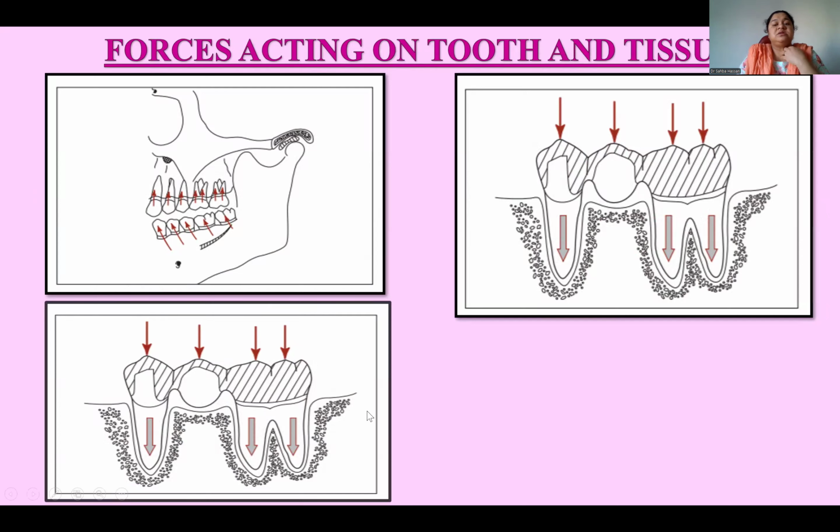Before that, just to see the diagrams, forces acting on tooth and tissues. These are the forces which are acting on the tooth and tissues. Suppose this is tooth supported. All this is tooth supported, so no problem is there. You can see the middle tissue, the ZZ line. All forces are taken up by the abutment tooth. There's no trauma, nothing to the tissue. Same with the other diagram. Now see the difference.